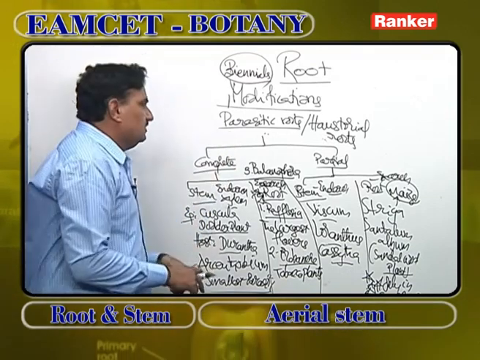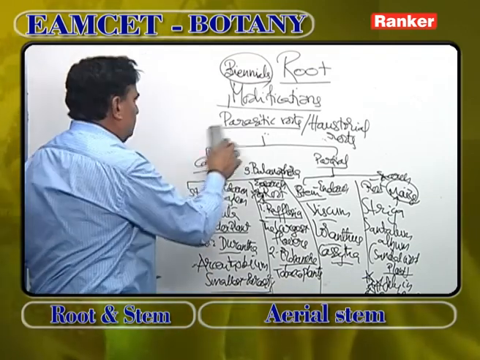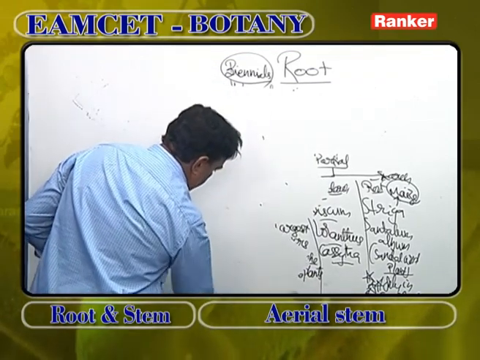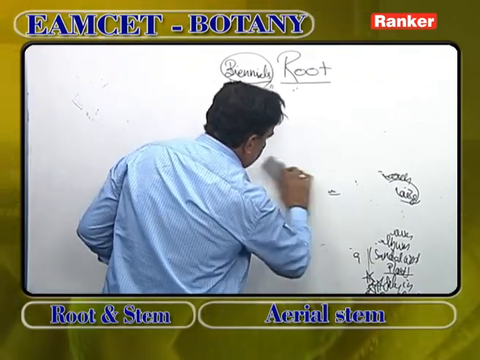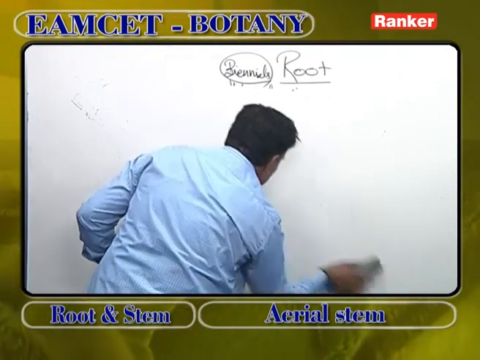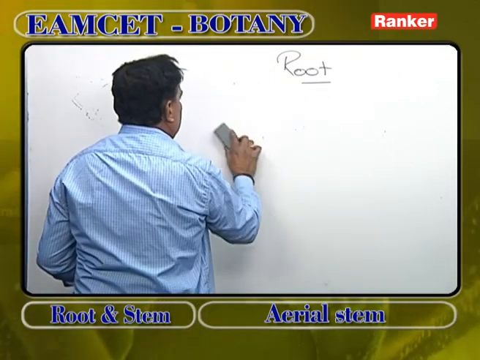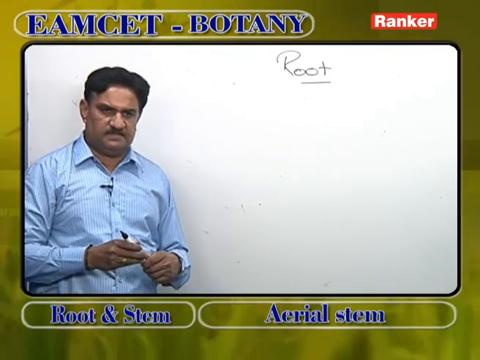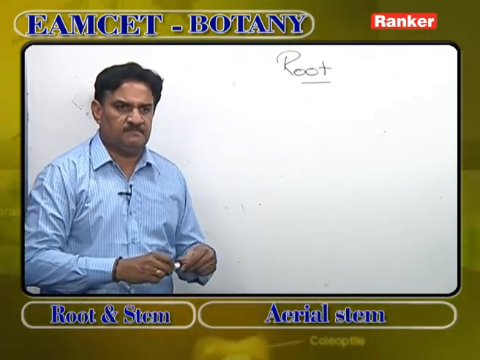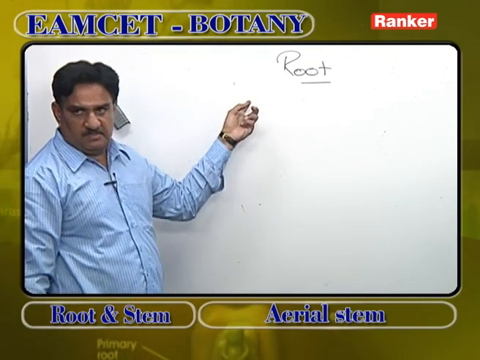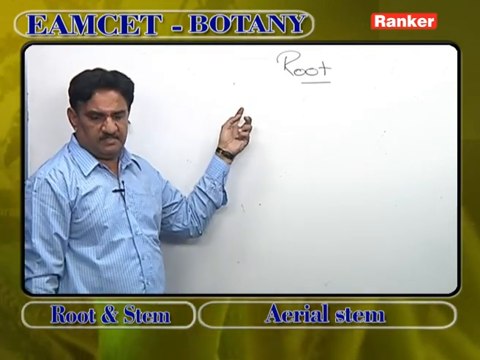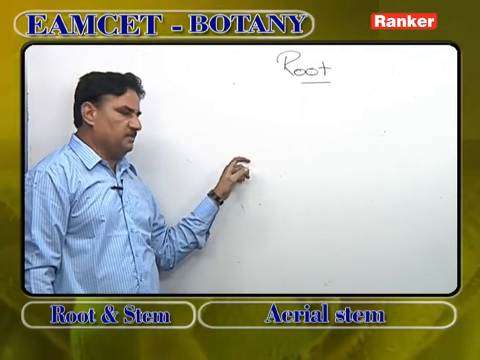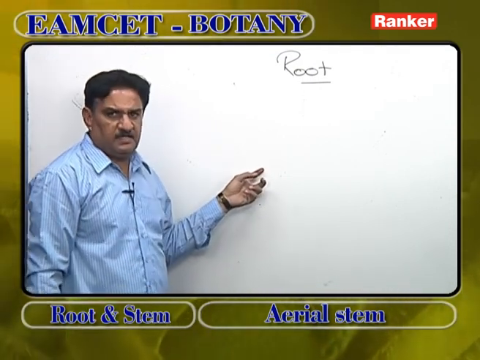Root is the underground part of the plant body with positive geotropism and negative phototropism. We discussed how a root forms, the important aspects of roots, and the basic difference between root system and shoot system. Then we discussed root modifications. Several root modifications we discussed. One is tuberous roots or storage roots or root crops.